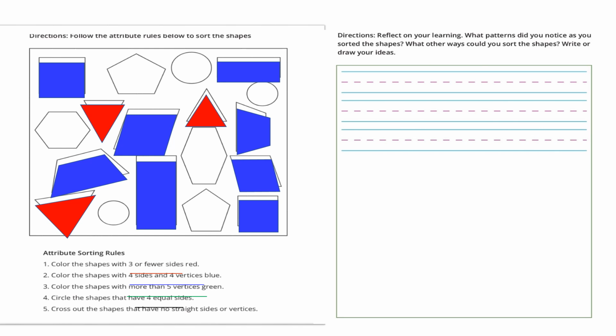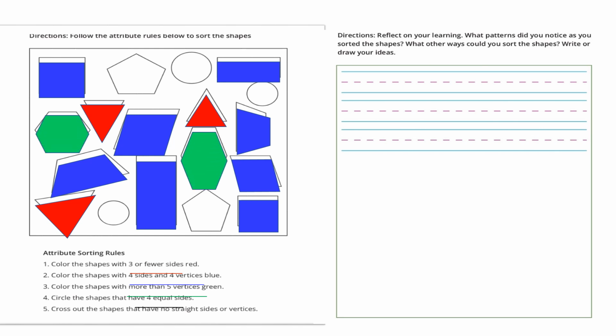Great. Number 3, color the shapes with more than 5 vertices green. More than 5 vertices means more than 5 sides. So we will not color 5. We will color more than 5. More than 5 like what? Like hexagon. So we will color all hexagons green.